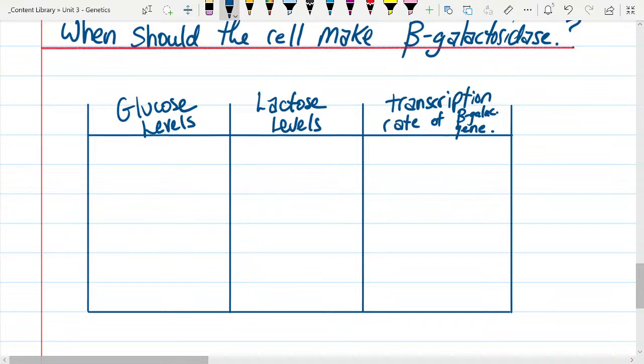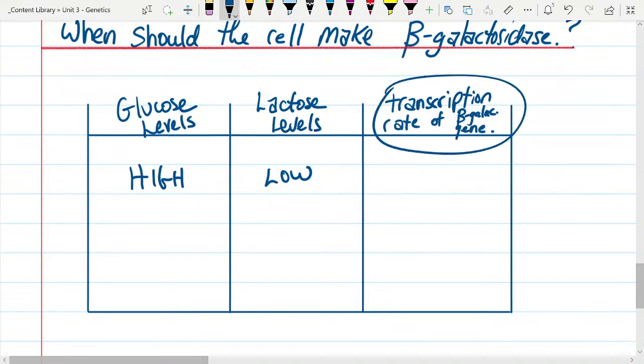Okay, does that make sense? So, if we have high levels of glucose and no lactose, like low or none, are we going to make this gene? Remember, what does this gene do? It makes an enzyme that breaks down lactose. If we have low levels of lactose and the cell already has lots of glucose, are we going to transcribe this? None, not at all. Does that make sense? It would not make sense to.